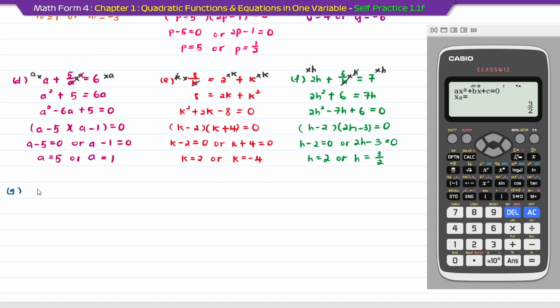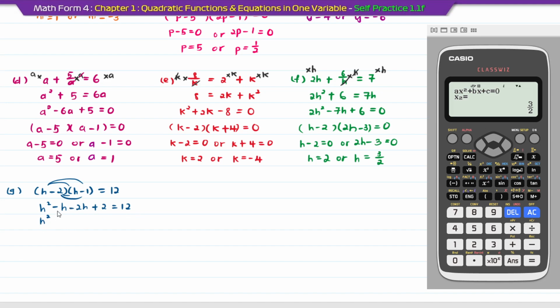So (h − 2)(h − 1) = 12. Alright, so this one we need to do the expansions. So h times h is h squared, minus h times 1, negative 2 times h is negative 2h, negative 2 times negative 1 is plus 2, equal to 12. So solve this one and rearrange it.